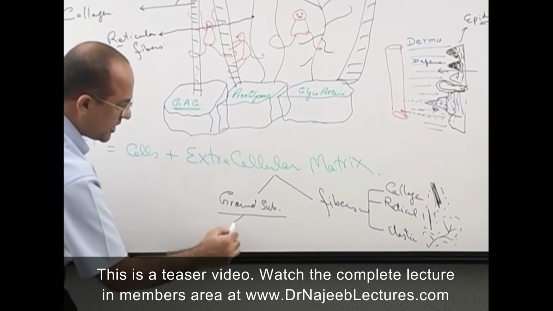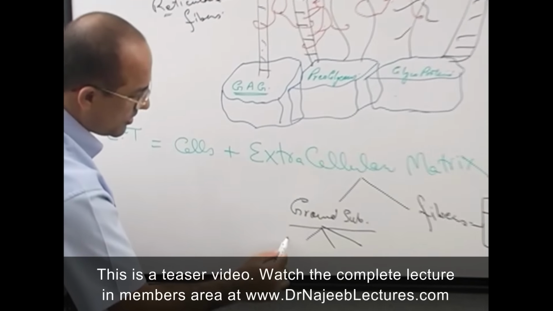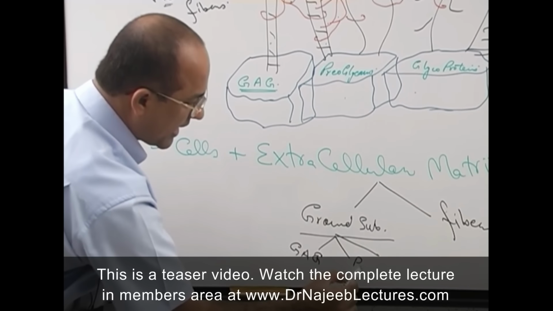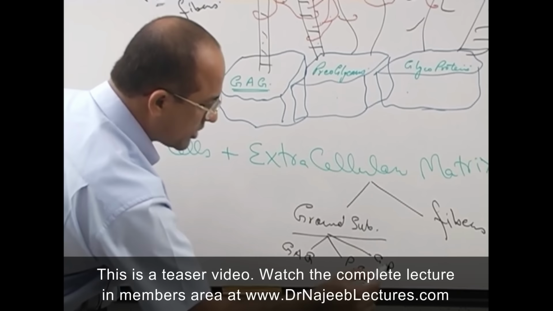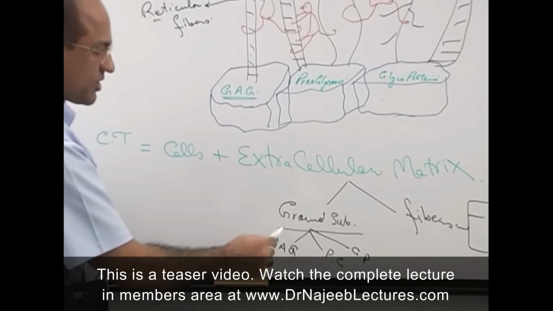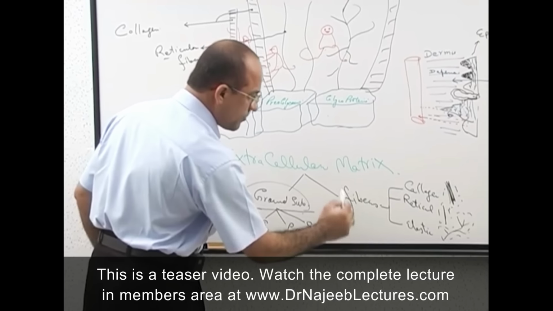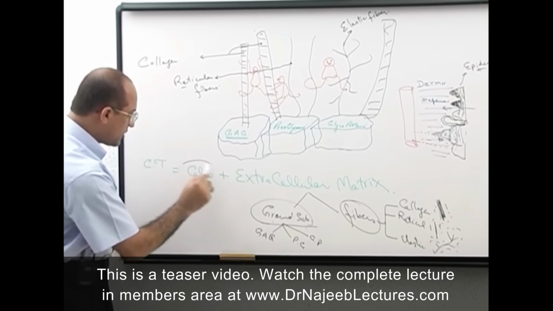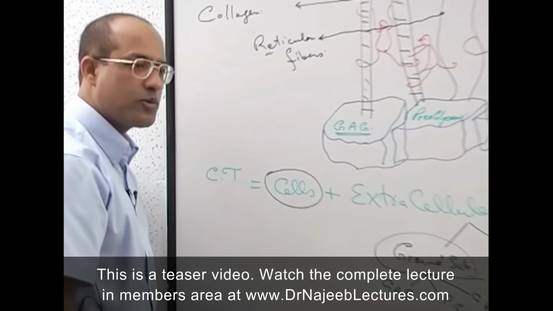What are these three components? Glycosaminoglycans, yes. Proteoglycans and glycoproteins, right? These things we'll study later, right? Fibers and ground substance. Today we'll concentrate mainly on the cells of the connective tissue.